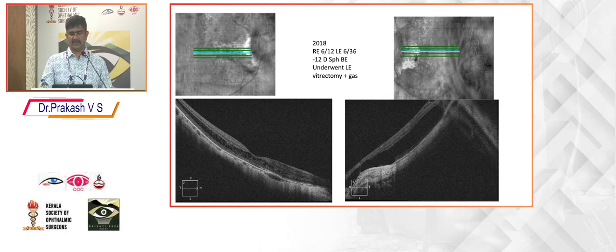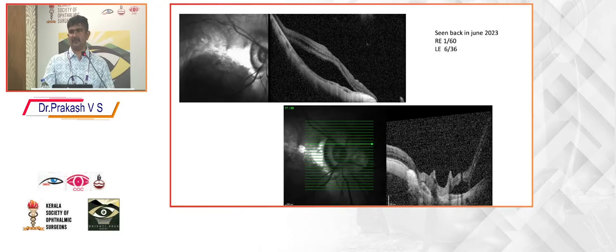This was a lady who had 6/12 vision in the right eye way back in 2018. At that time the right eye had a mild schisis, as you can see here. But the left eye had a myopic traction maculopathy with a detachment, that is more of an anterior posterior thing. So a vitrectomy was done in that eye with gas injection, and that eye settled and had a postoperative vision of 6/36. Unfortunately, I don't have the pictures of that case, but later in 2023, she presented with a drop of vision in the right eye, which had 6/12 vision at that time.